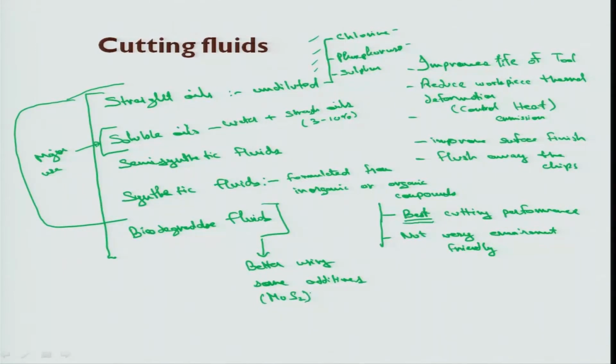So, semi-synthetic oils are essentially a mix of synthetic and soluble oils. So, these are synthetic oils plus soluble oils. I would add that the soluble oils here may be water plus straight oils, or maybe water plus emulsions also. Certain emulsions may also be used here, emulsions or straight oils, right.